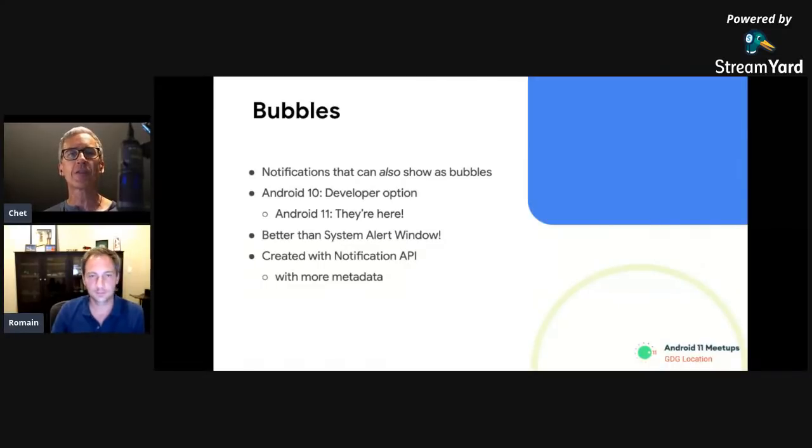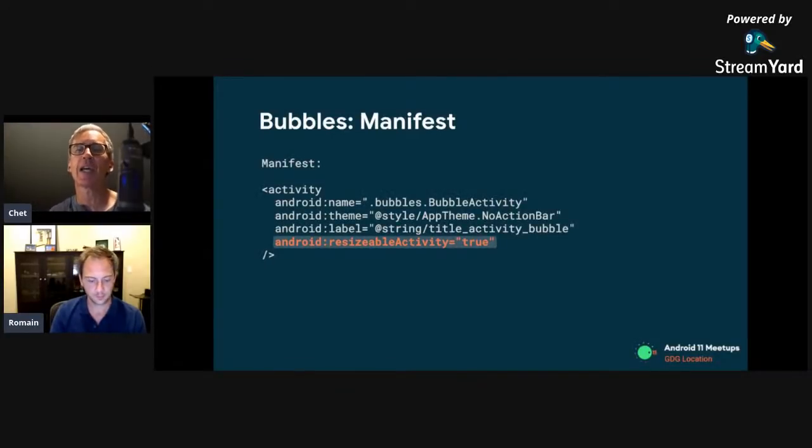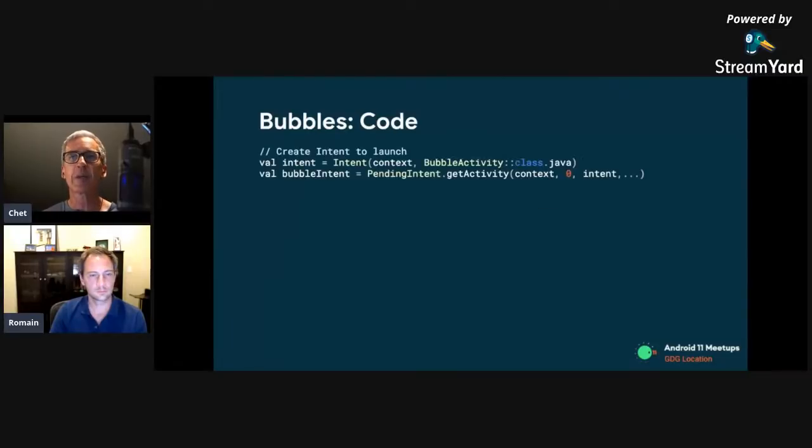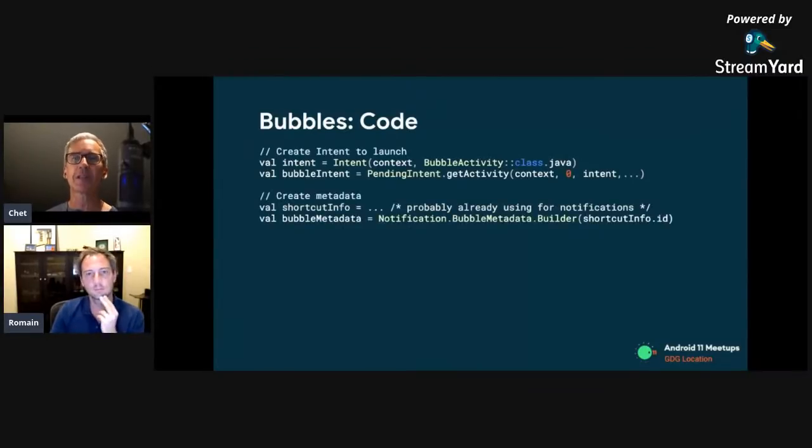You're going to use the notification API, which you're probably doing already. You just need to add a little bit more information about it. So there's a little bit of metadata about the bubbles information that you need to propagate. And then there's information about this little mini activity that's going to pop up when they actually tap on the bubble. So first of all, you say, okay, I've got this new activity here, and it needs to be resizable, because you'll notice in the sample that we saw earlier, it was a smaller activity. It actually popped up on top of that UI exactly in place when they were on the home screen, right? So it needs to be resizable, and then you need to create the intent for that activity. You have this shortcut info that you're probably already creating, especially if you're doing the conversation stuff.